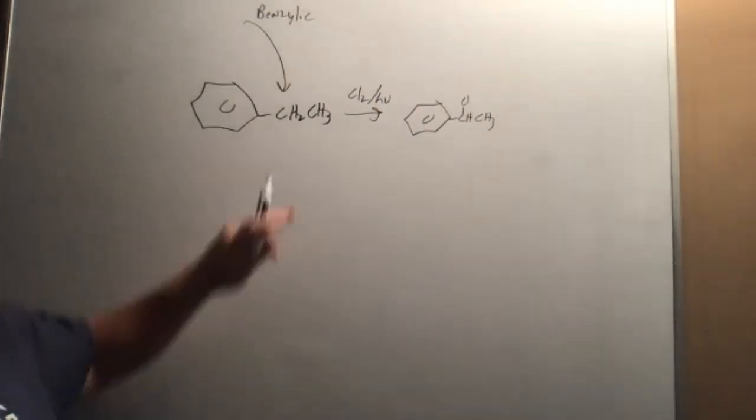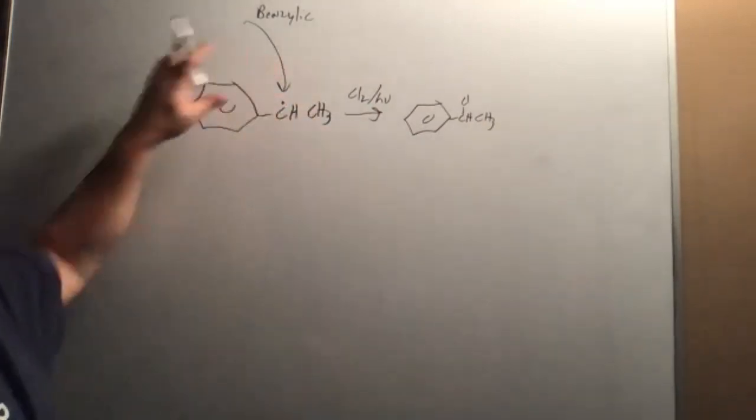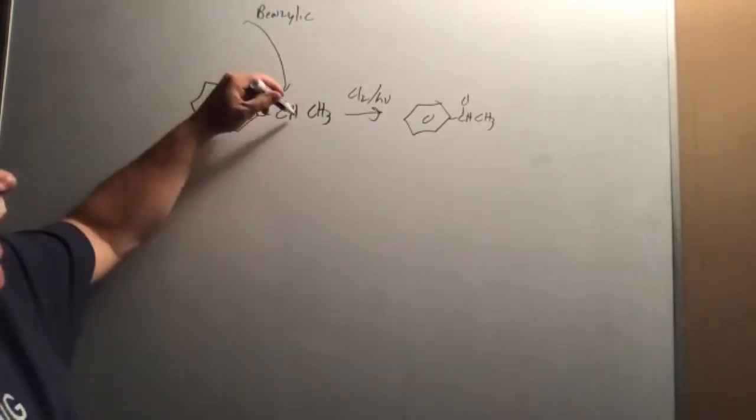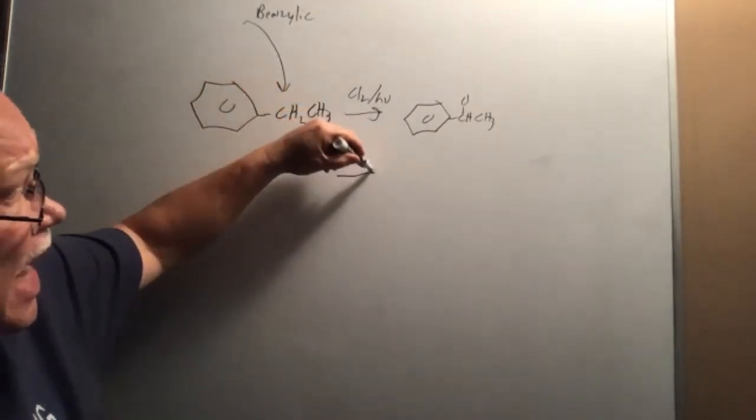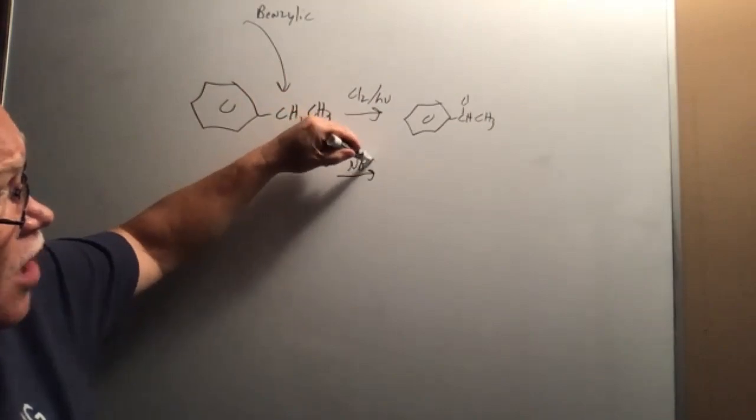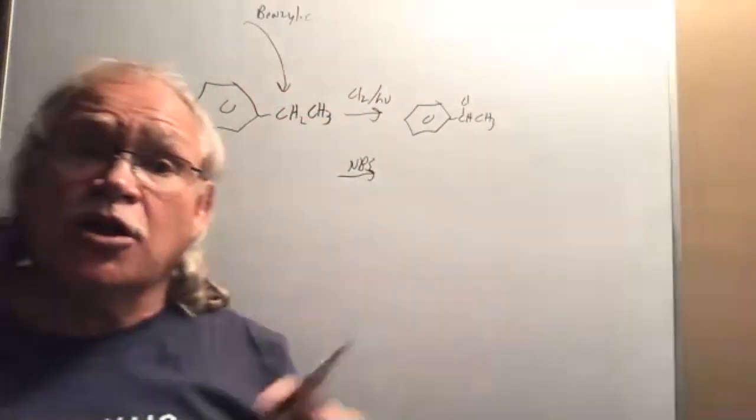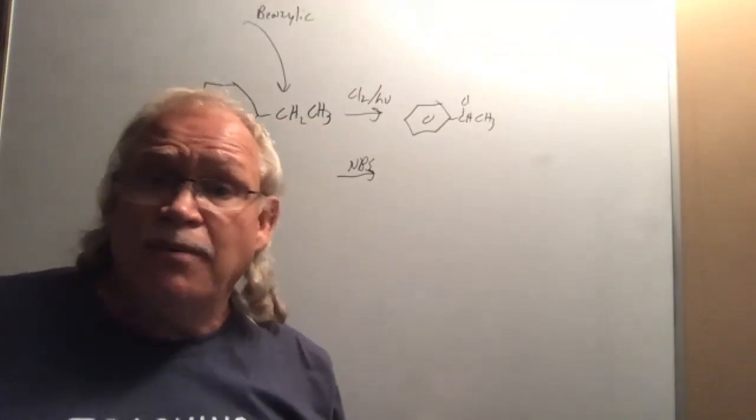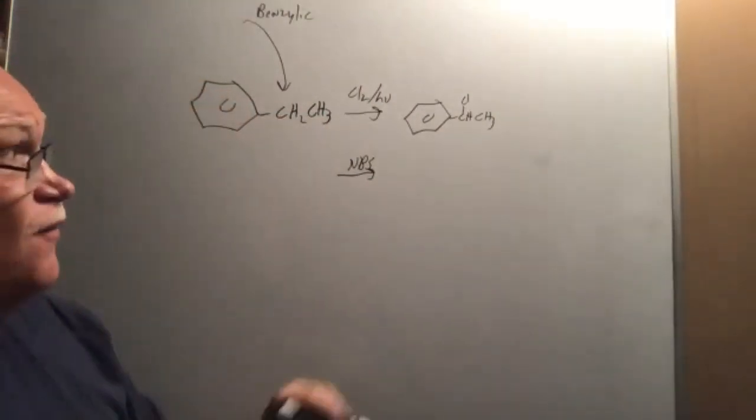So it puts the chlorine in the benzylic position. Now, the reason that's so reactive is, notice the first step is the formation of this free radical, which is resonance stabilized. Okay? So if we take this same compound and add NBS, remember we talked about what NBS was in an earlier chapter? NBS is just a bromine free radical.